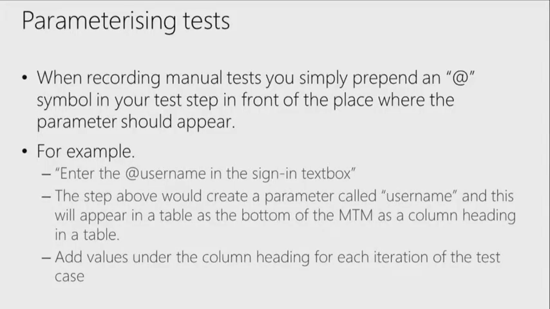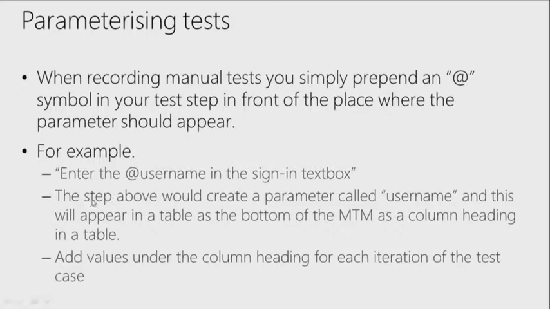So I'm going to talk about parameterizing tests now. When recording manual tests, you can simply prepend the @ symbol in your test step in front of the place where you want the parameter to appear. For example, enter @username in the sign-in text box. That's just a string literal, just the step that we would type. Before we took our break, Steve was typing in a number of steps. The only new thing here is we're putting in that little parameterized value. That little @ symbol's the magic.